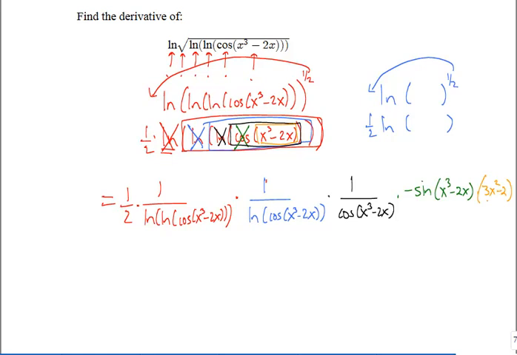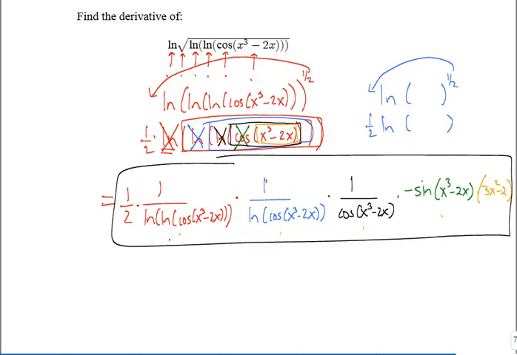So I had 1, 2, 3, 4, 5 different functions, and I have 1, 2, 3, 4, 5 different derivatives, and they're all being multiplied together. I'm not going to bother simplifying it all, but this is what our chain rule would give me. This is the derivative of the very first ln. This blue part is the derivative of the second ln. This black part is the derivative of the third ln. This green part is the derivative of the cosine, and the orange part is the derivative of the cubic. And we multiply all the pieces together. All right, that's how the chain rule works. That concludes our lecture on the chain rule. Good luck.